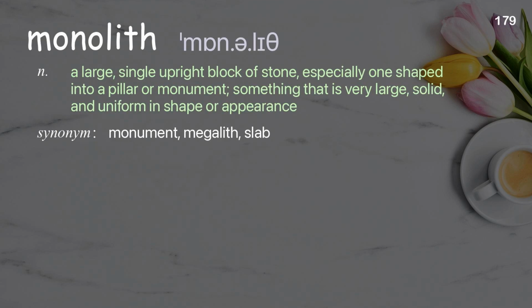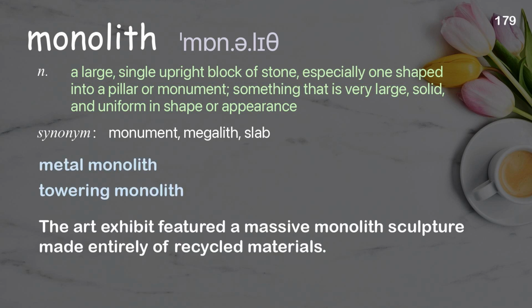Monolith. A large, single upright block of stone, especially one shaped into a pillar or monument, something that is very large, solid, and uniform in shape or appearance. Examples: Metal monolith. Towering monolith. The art exhibit featured a massive monolith sculpture made entirely of recycled materials.